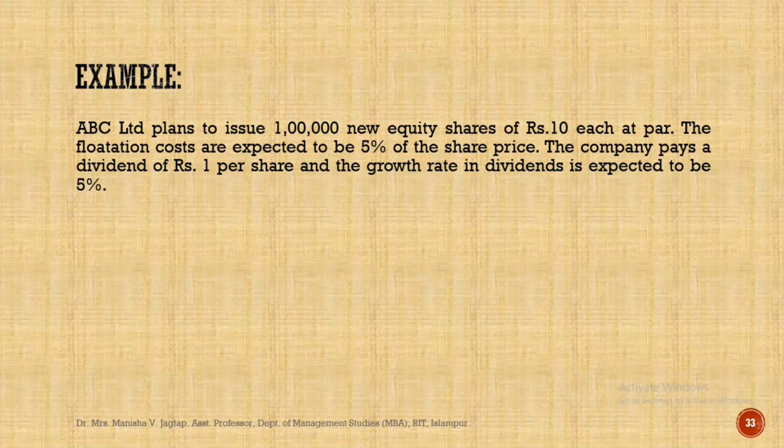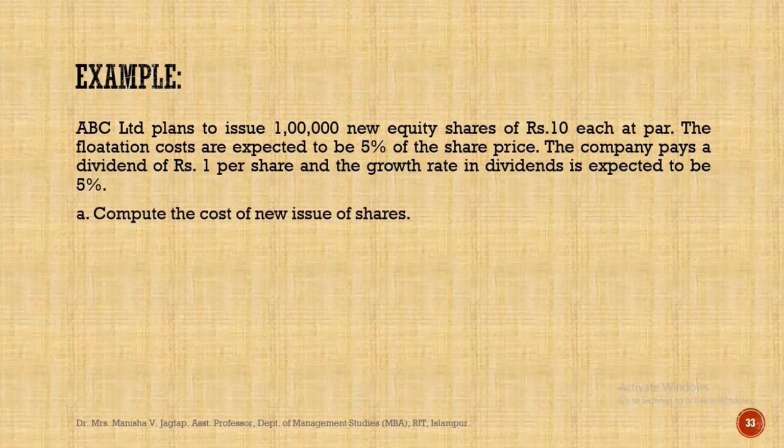That means here you can see the number of equity shares and rate per share is given, then flotation cost, that is expenses expected to be incurred by the company while issuing shares, is given, that is 5% of the share price. Then the amount of dividend is given, rupee 1 per share, and the very important thing required for calculating cost of equity by the growth method is given, that is growth rate in dividend is 5%.